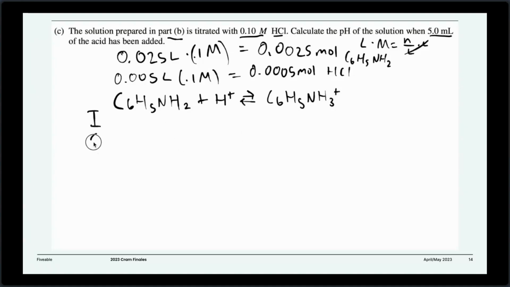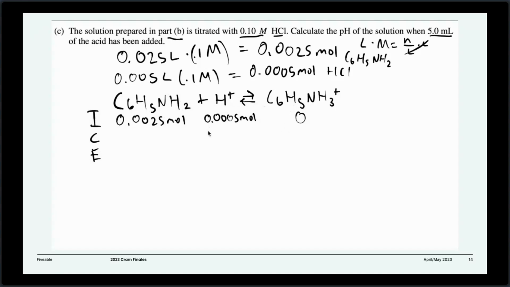So we have initial, change, and equilibrium. In our initial, we have 0.0025 moles for our aniline, and for our hydrogen, we have 0.0005 moles, and for our conjugate acid, we have 0 for initial. Now, for change, we always want to look at the limiting reactant. We always want to see which one is the smallest number, and we want to subtract it from the aniline and add it to our conjugate acid.